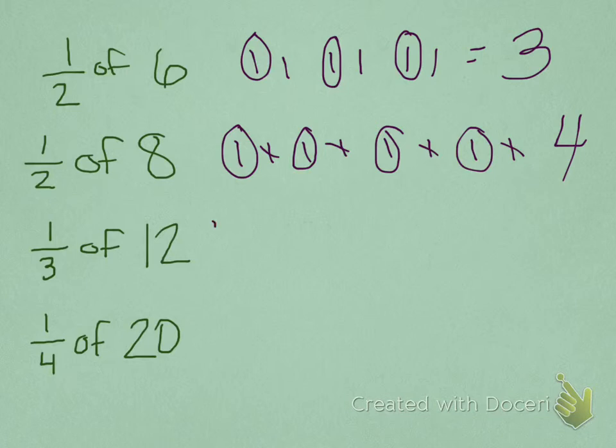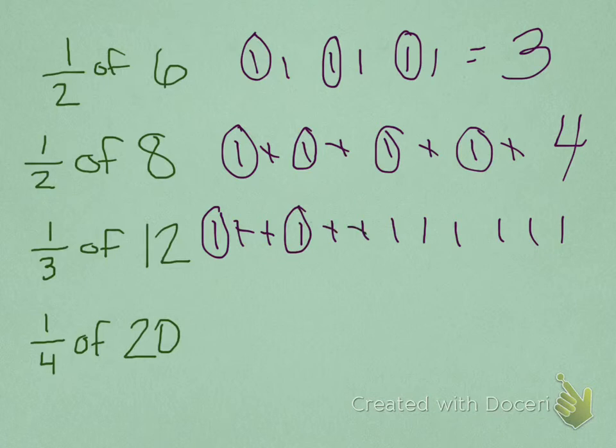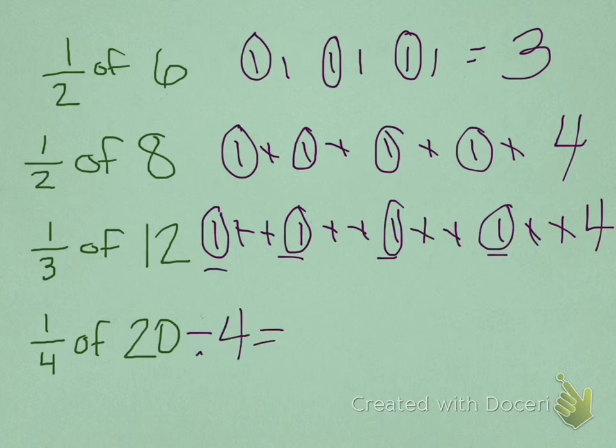1/3 of 12: 1, 2, 3, 4, 5, 6, 7, 8, 9, 10, 11, 12. I take 1 out of every 3. So 1, 2, 3, 1, 2, 3, 1, 2, 3, 1, 2, 3. So I have 1, 2, 3, 4. 1/4 of 20: I could do what I've been doing, or I can take 20 divided by 4. And I know that that is 5.